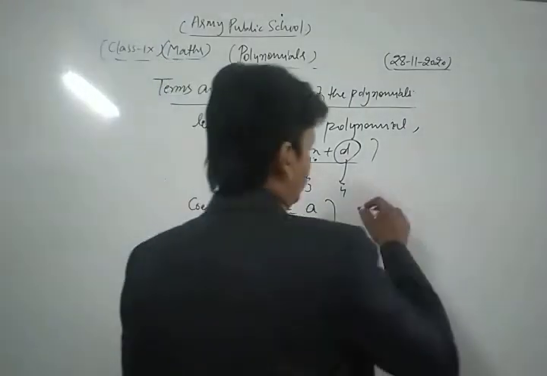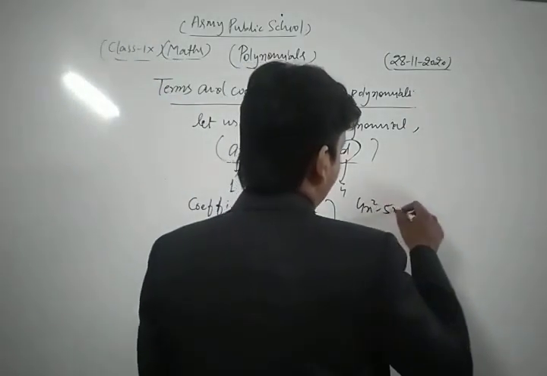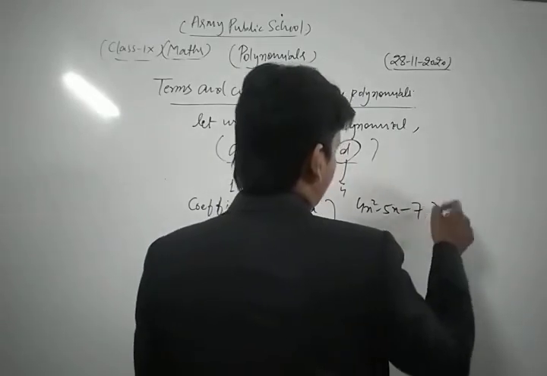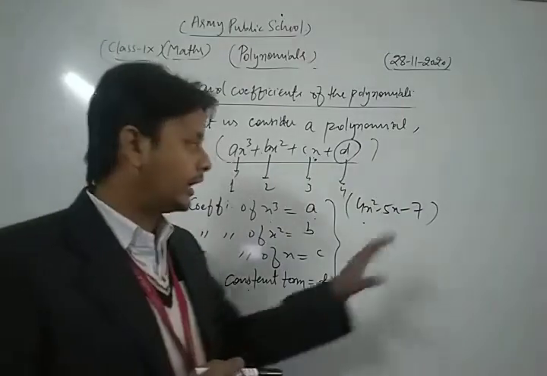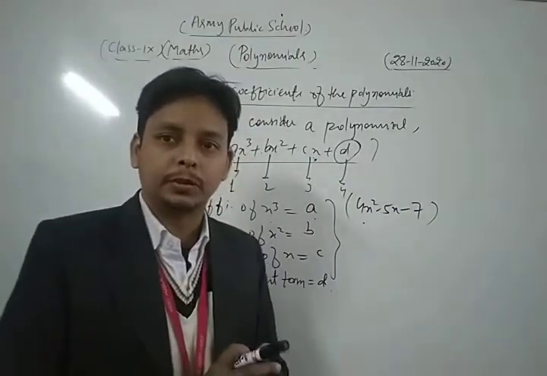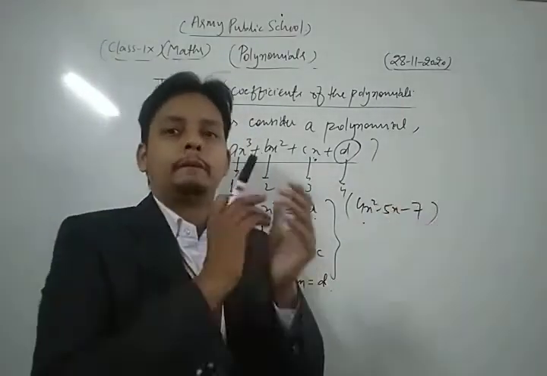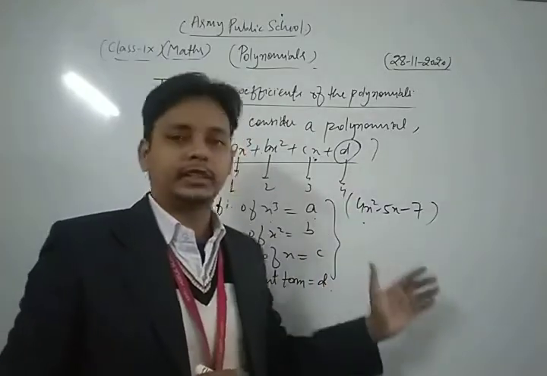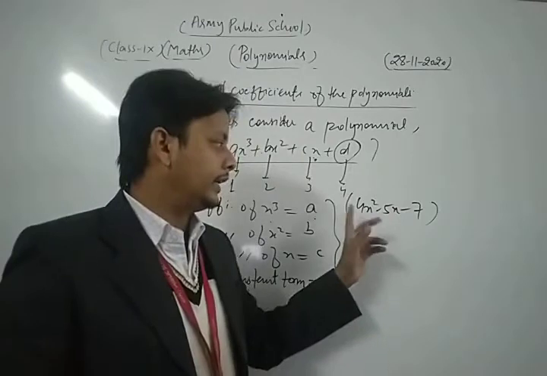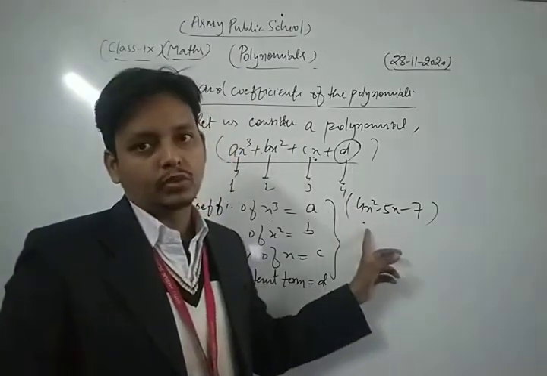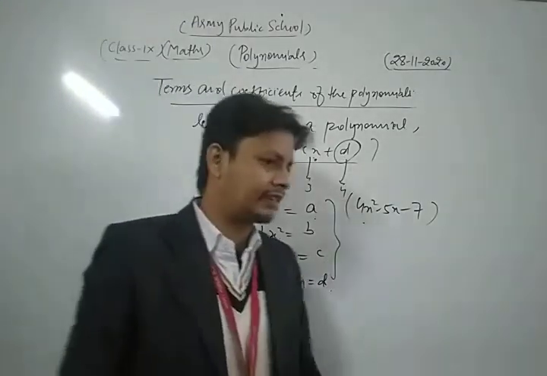Suppose we take an example, 4x square minus 5x minus 7. Then I ask you what is the coefficient of x square in that polynomial. This is a quadratic polynomial. Why is it said to be quadratic? Because in that polynomial the highest power of the variable is 2, so it is said to be a quadratic polynomial.